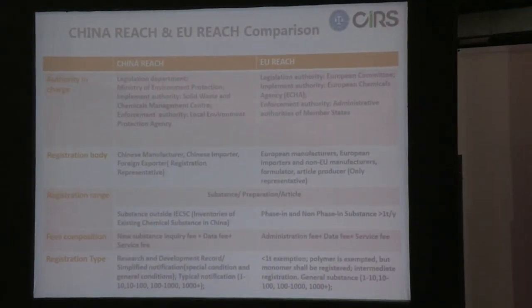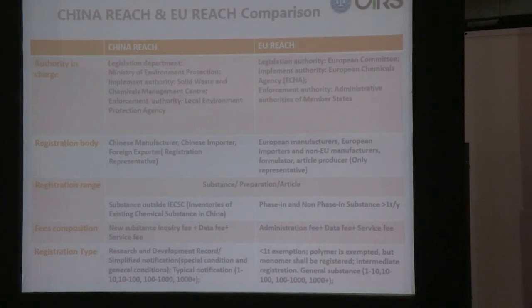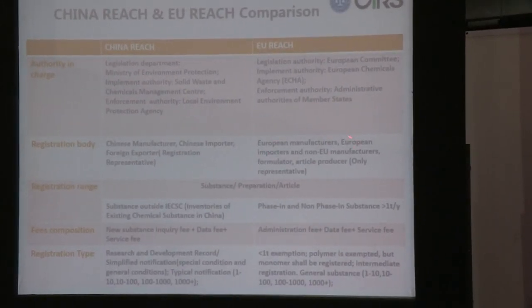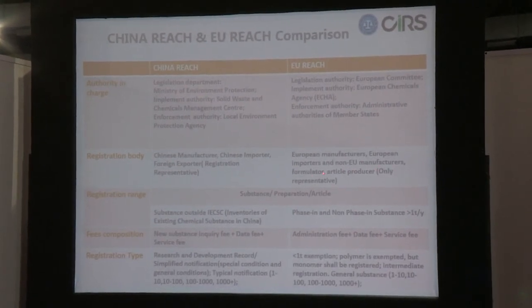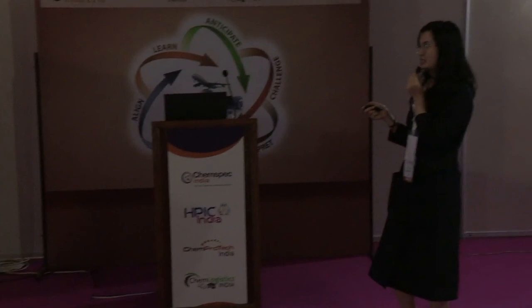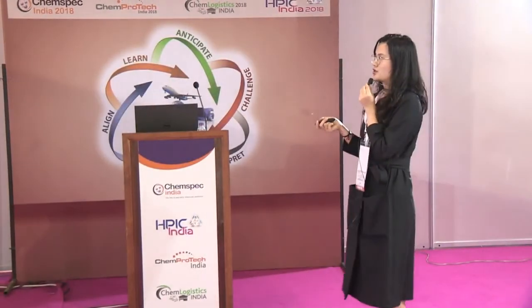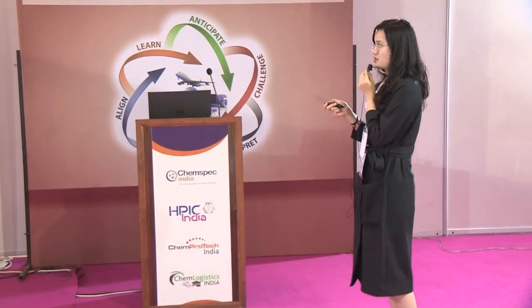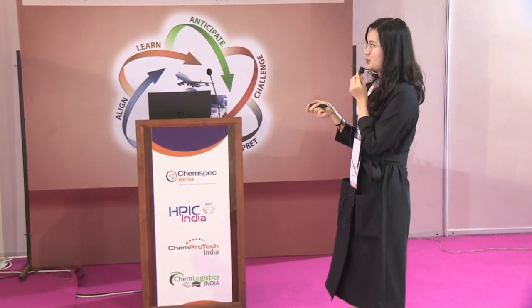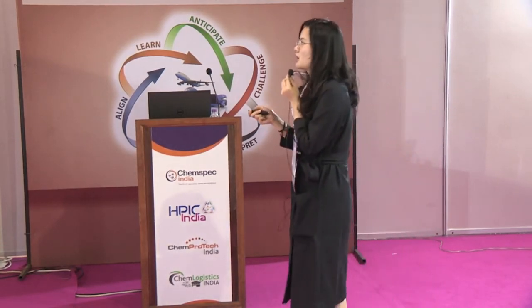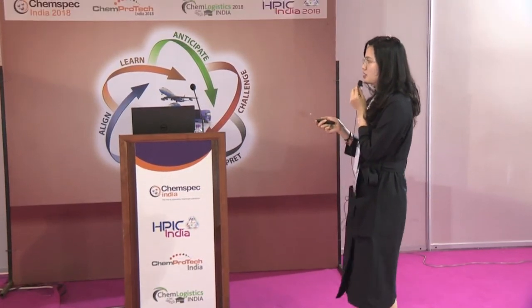So who is to register? For EU-REACH, the registration body can be EU manufacturers, EU importers, and non-EU manufacturers, formulators, and article producers. They ask their only representative based in Europe to do so. But for China-REACH, Chinese manufacturers and Chinese importers can do the registration, but foreign exporters need to assign a registration representative based in China to do so. It's quite similar to EU-REACH.